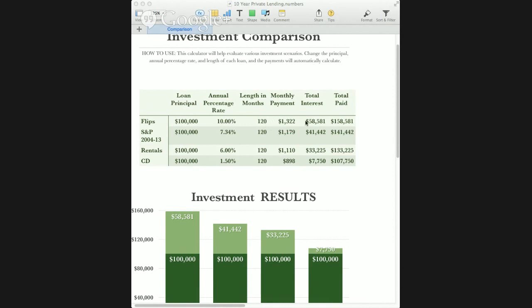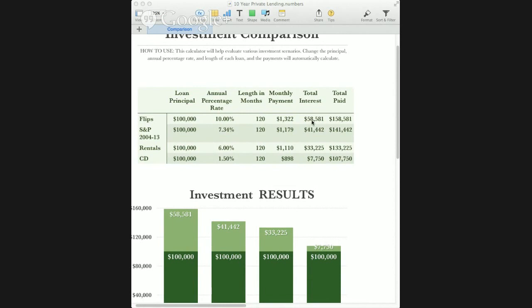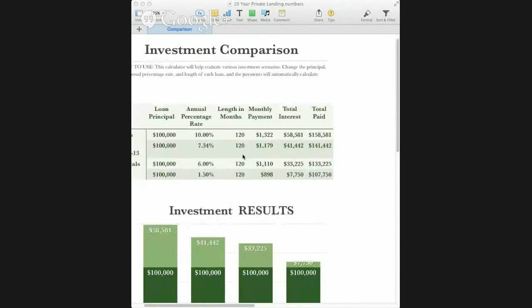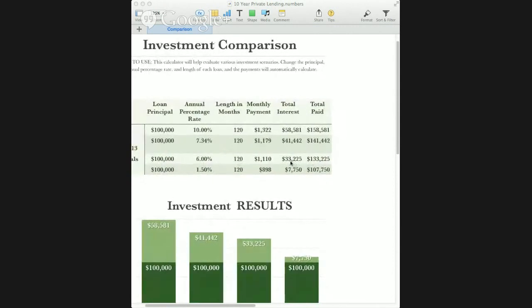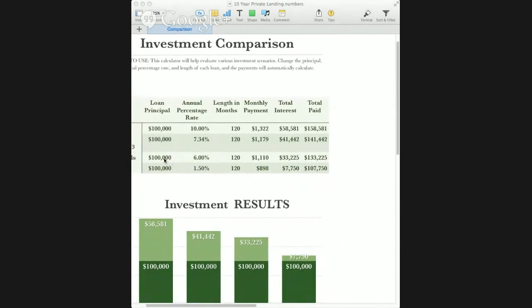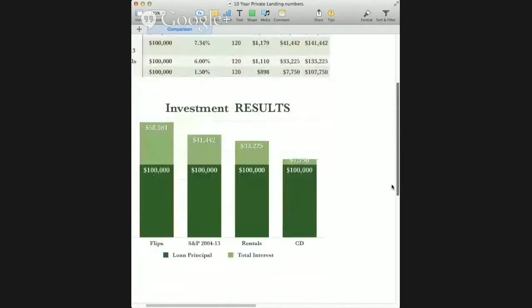So for 10 years, this is how much interest they would make if they continually invested in flips with you: $58,581 in 10 years. If they invested some money in rentals and wanted something long-term without all the paperwork and the ins and outs of going in and out of deals, they would make $33,000 with their original principal of $100,000.